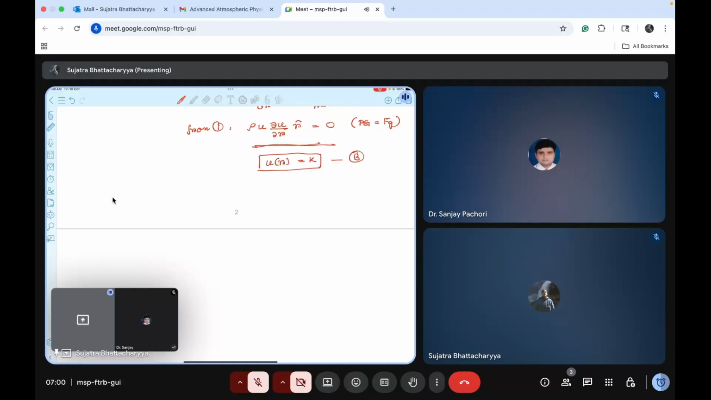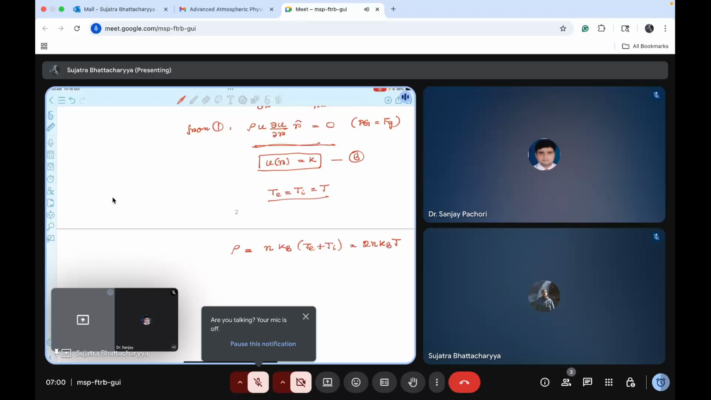Now, what they are making as an assumption is that the plasma is the same fluid, so Te is equal to Ti, always equal to the temperature. It's the same temperature, and the density is actually n into k, k is the Boltzmann constant. You have Te plus Ti, which is 2n kB. I have a problem here. I think this is creating a trouble later on.